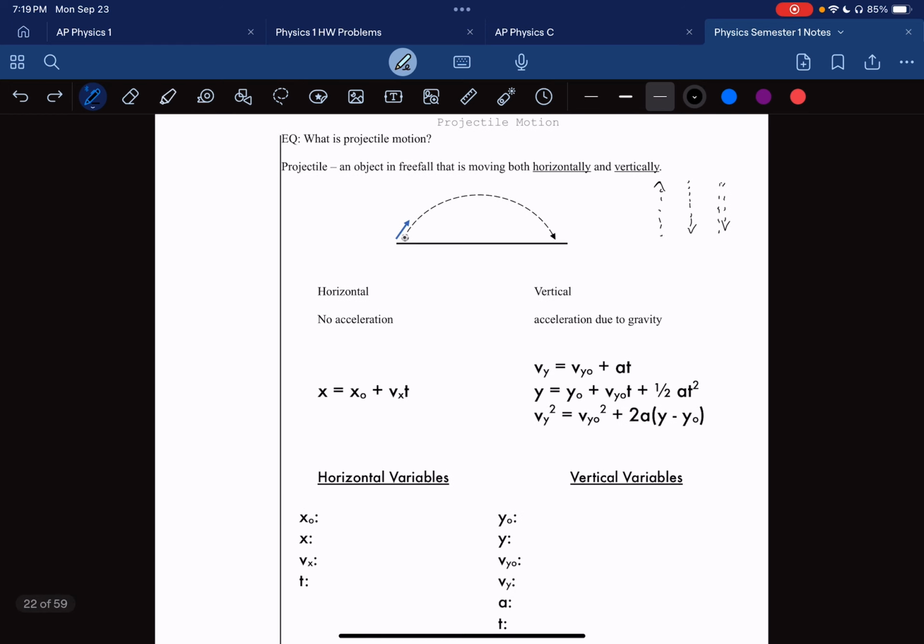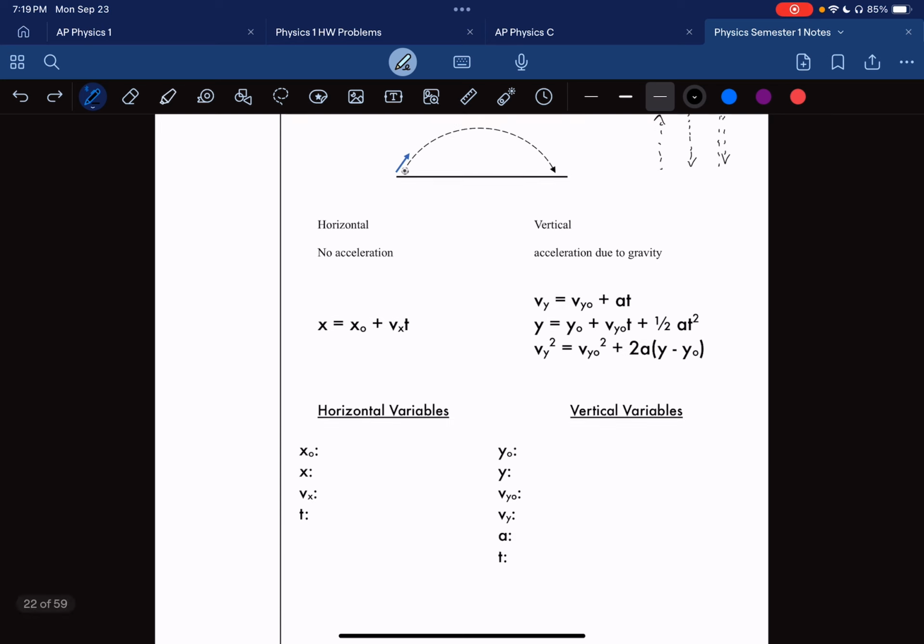What's important to note here is that the acceleration due to gravity only works vertically. Gravity only pulls with an acceleration downward. Horizontally, gravity doesn't work that way, so there is no acceleration horizontally. So there we have it.